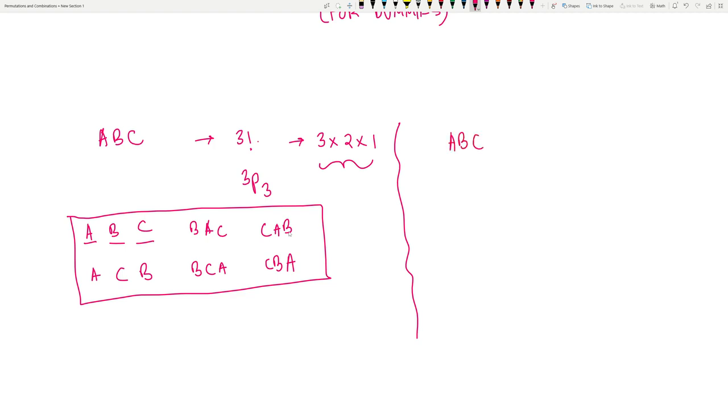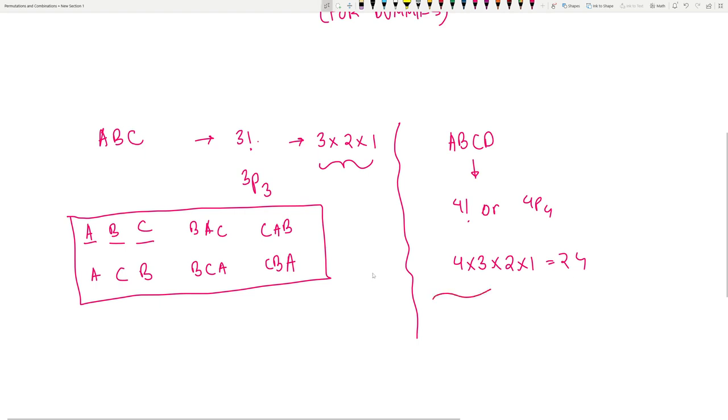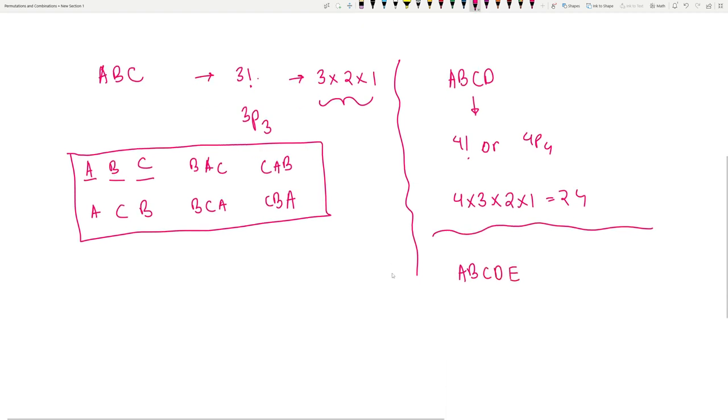Suppose I have A, B, C, D. Since all 4 letters are unique, the answer will be 4 factorial or 4P4. As you can see, 4 factorial, if you have a calculator with you, what does 4 factorial mean? It means 4 times 3 times 2 times 1, which is 24. And 4P4 also means 24. It's the same meaning, just different notations. If we go to another section like A, B, C, D, E, you should know the answer now. It's going to be 5 factorial. That's the number of arrangements, which is 120.